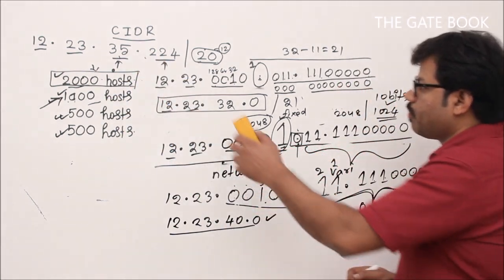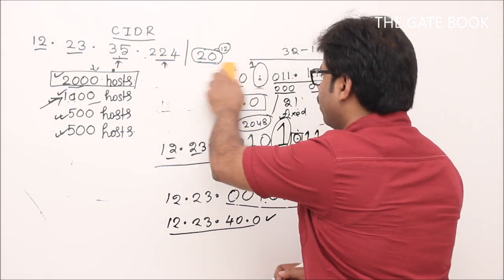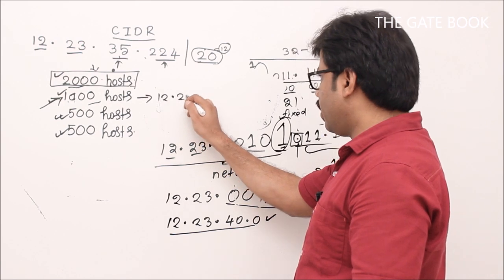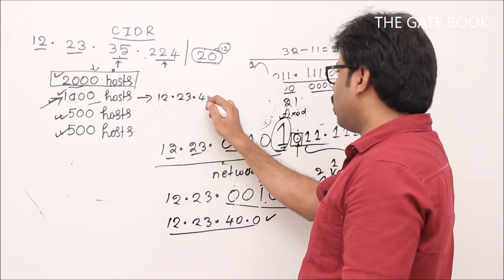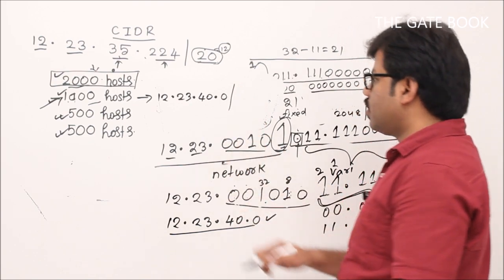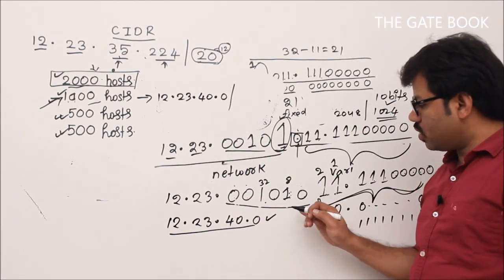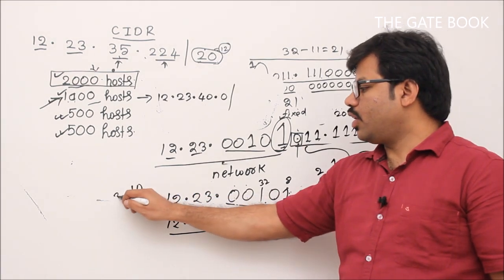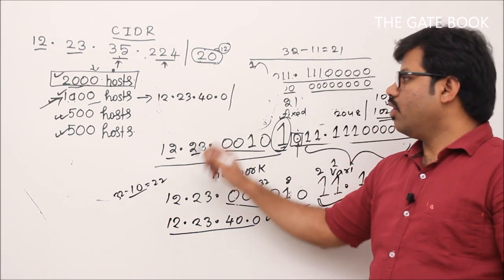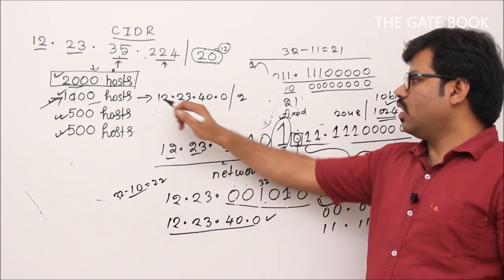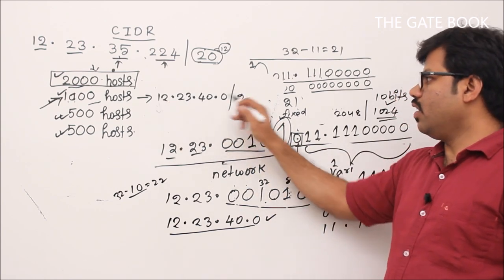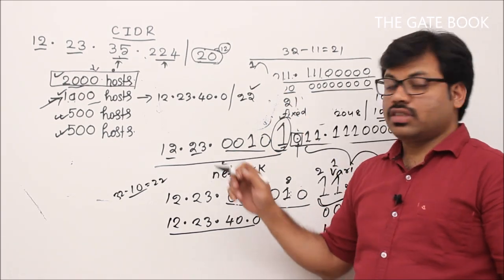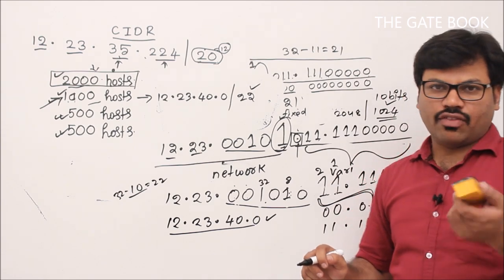So let's write it. Finally here it would be 12.23.40.0. And what is this prefix? How many bits are you using for host? 10 bits, correct? Remember it. Then for the network part, 32 minus 10, which is 22. That's why for this one the CIDR will be like this: this network ID followed by /22. 22 will be the prefix.